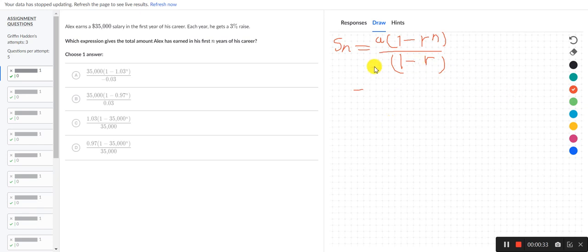Okay, so the formula that we're going to be using for this is this formula. I encourage you to write it down or memorize it if you prefer. Now, each term here, A, is the first term. So A is always going to be the first term of the geometric series. And R is going to be the ratio.